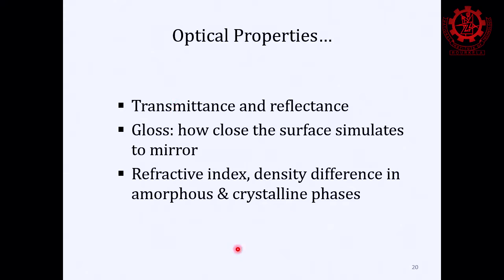And this transmittance and reflectance happen based on the refractive index of the material, and the density difference between the amorphous and crystalline phase, because in polymer, as I said, you always have a structure which is semi-crystalline.